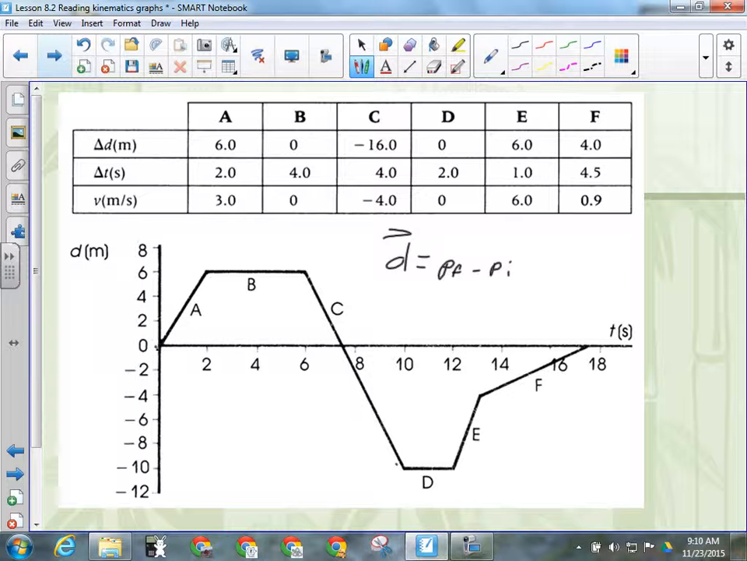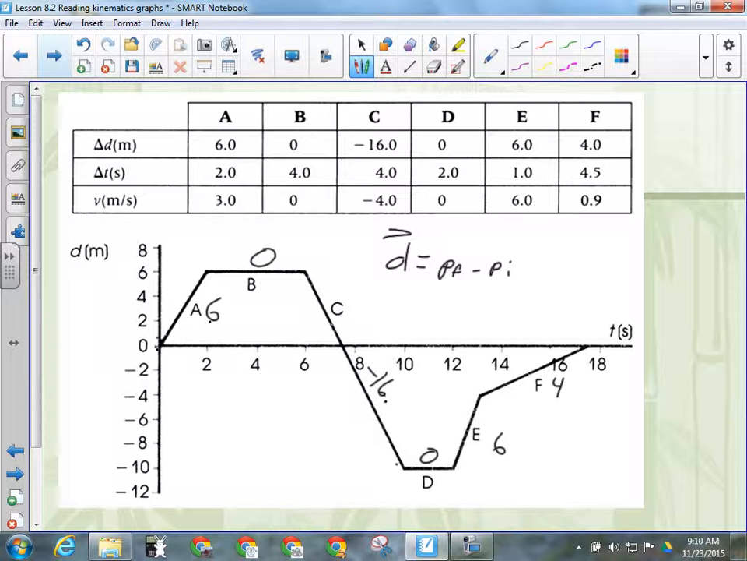How far did I go in part A? 6. How far did I go in part B? Part C was 16. That's negative 16, but we won't worry about the negative when we get to that part. D, 0. And for E, we went from negative 10 to 4, so that would be 6, and here we went 4. All right, so there's 10, 26, 32. All right with that?